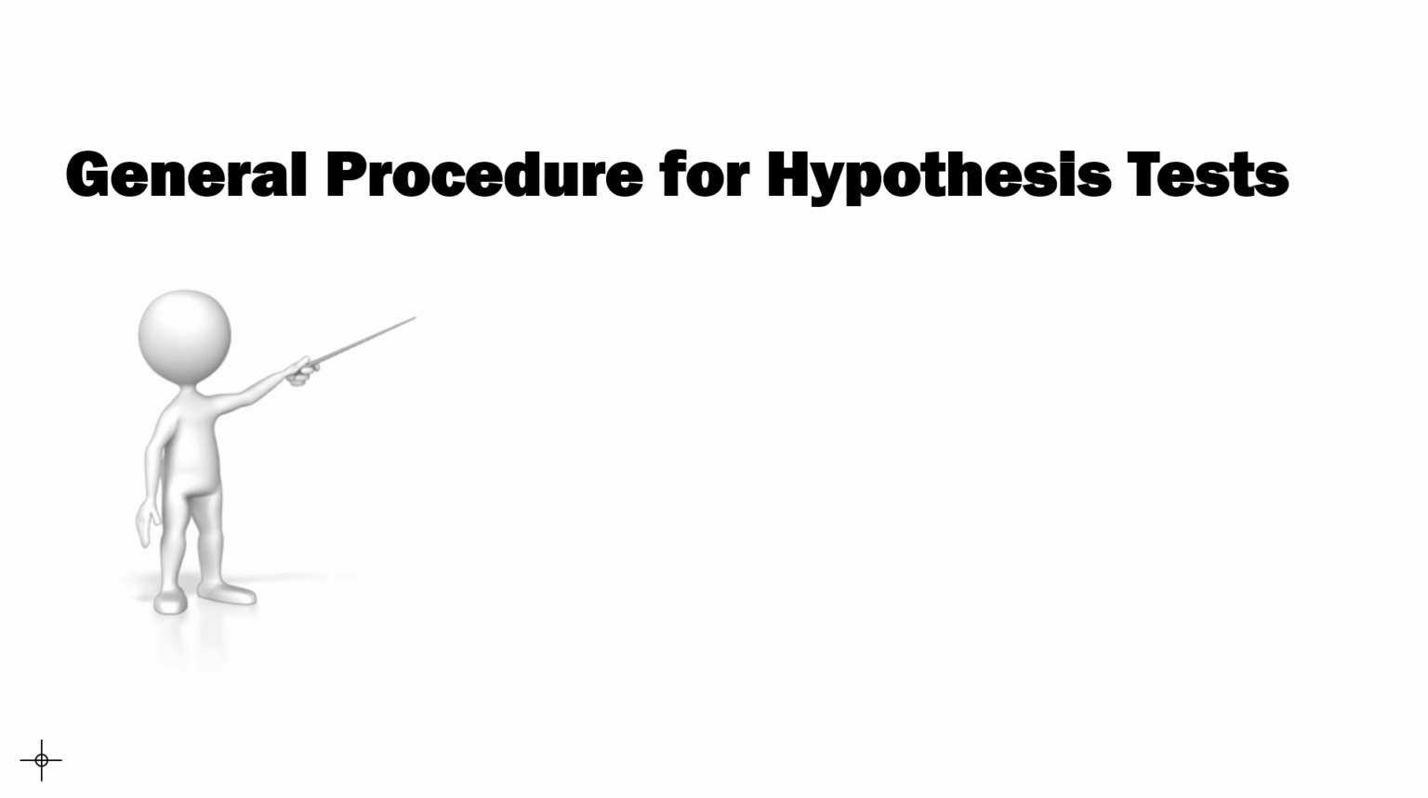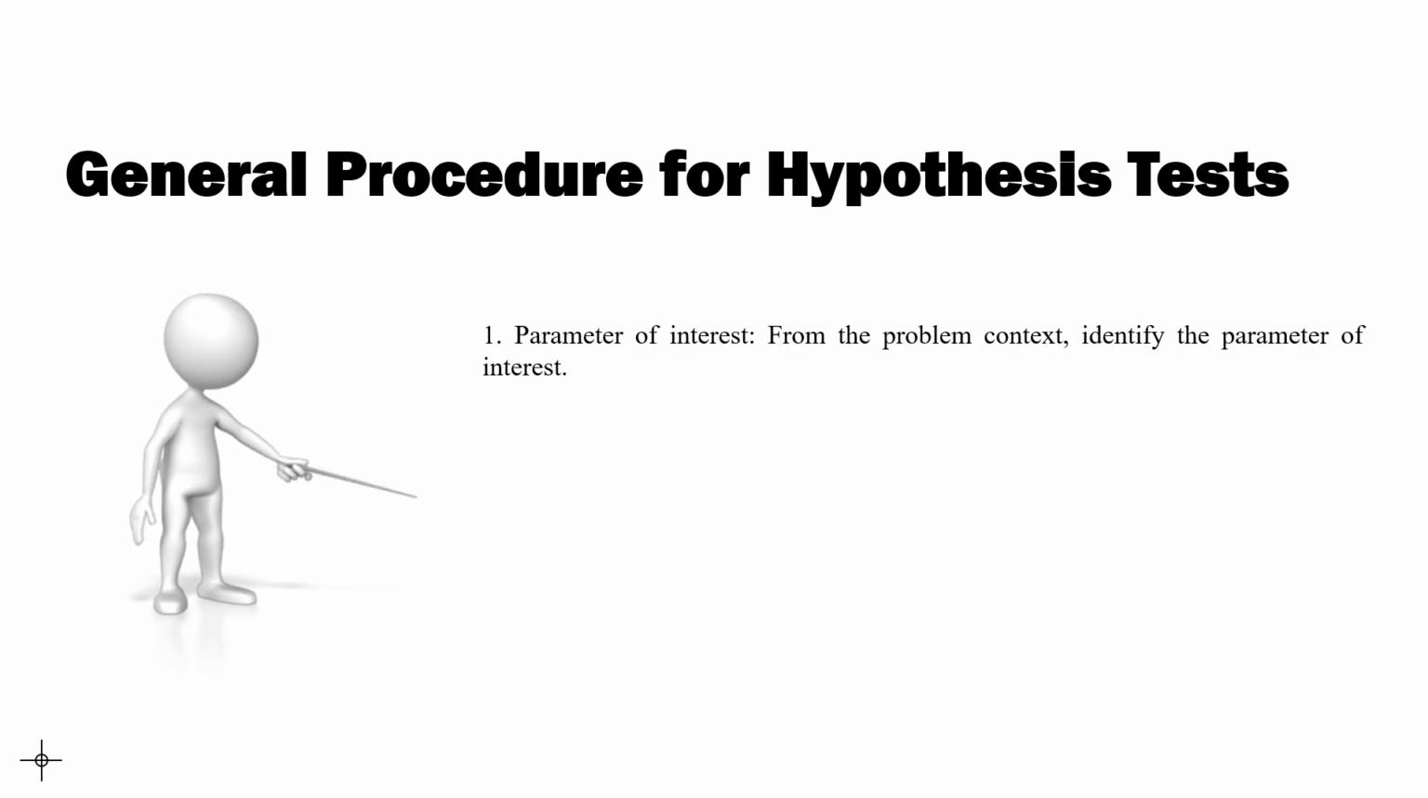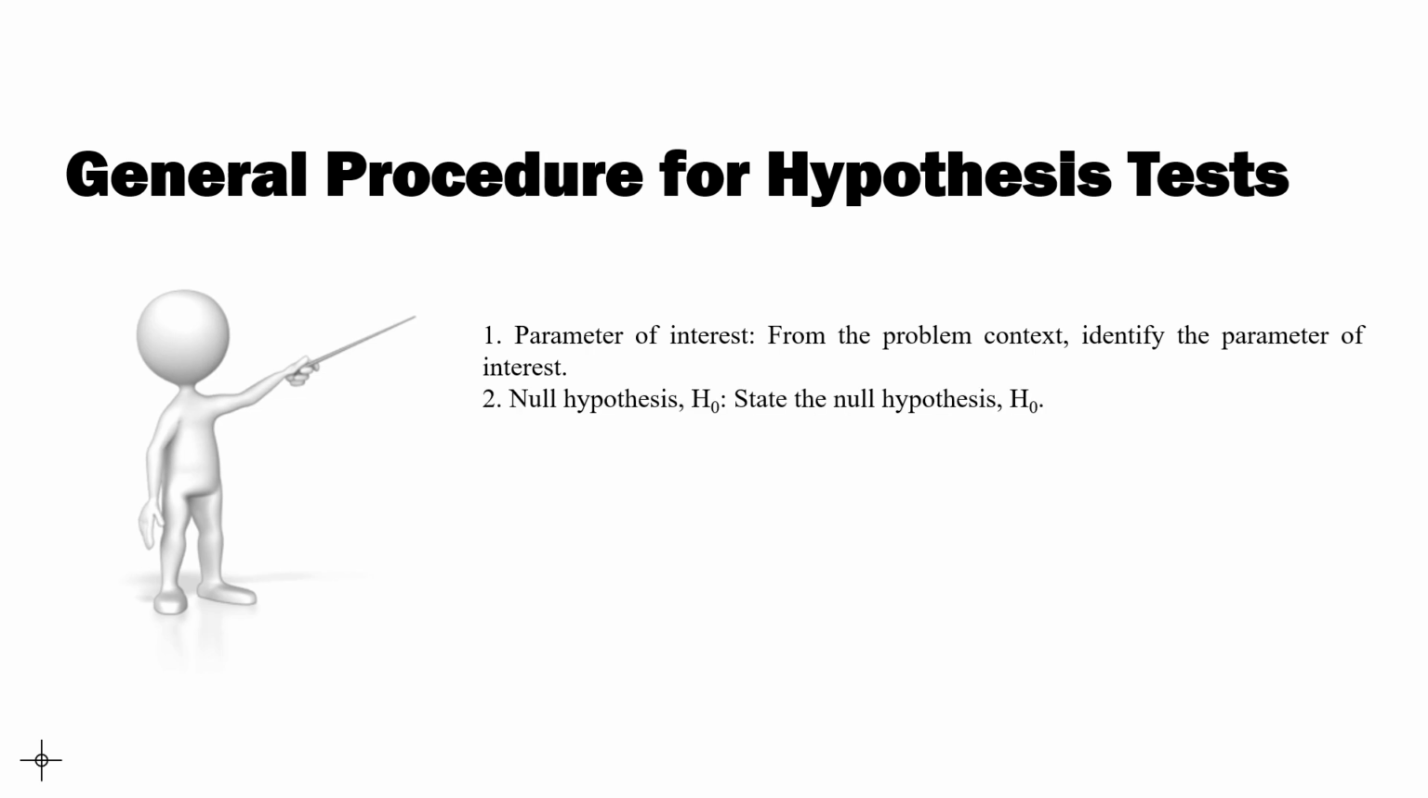This is a step-by-step outline of the process for conducting a hypothesis test. Step 1. Identifying the parameter of interest. The parameter of interest is the specific population characteristic we are testing or trying to estimate. It could be the population mean, proportion, or standard deviation. Step 2. Defining the null hypothesis. The null hypothesis is a statement about the population, which serves as the starting assumption. For example, population mean equals 0.